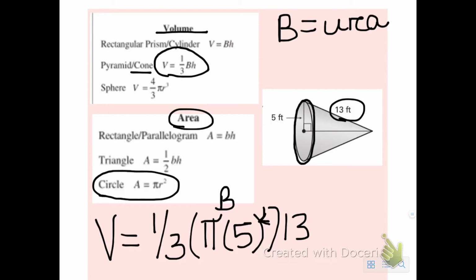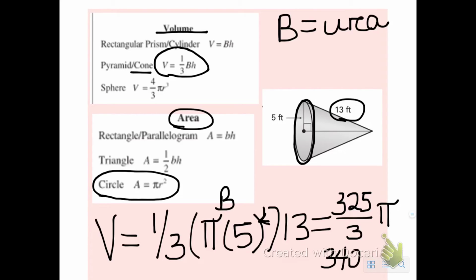And that gives me 325 over 3 pi. That's my exact value. And if I wanted the estimated value, all I need to do is press the SD button. So that would tell me that's 340.339, so 340.3. And that's how you find the volume of a cone.